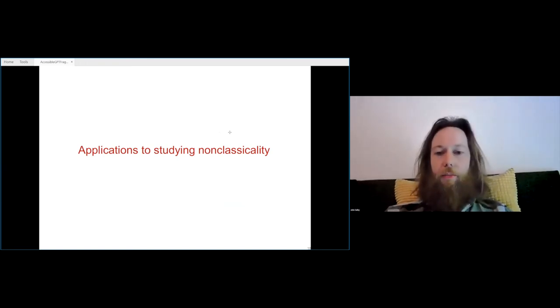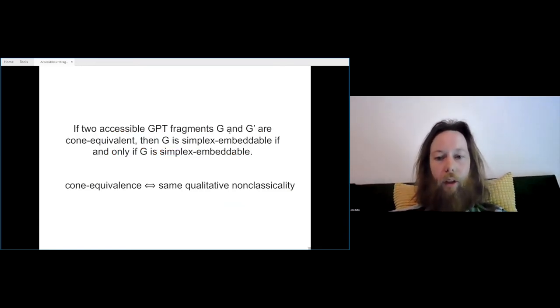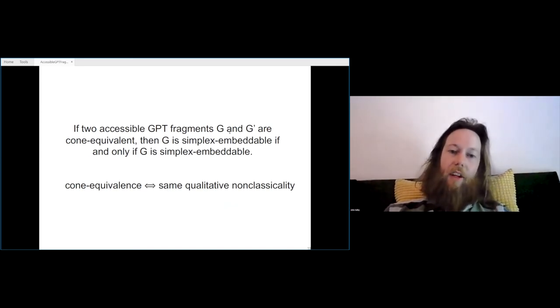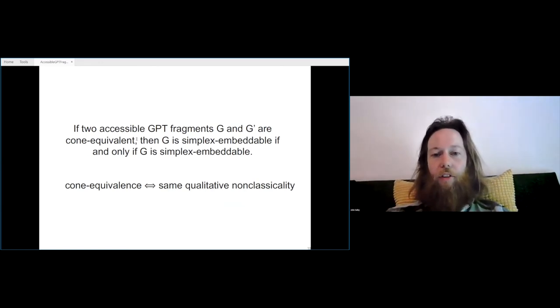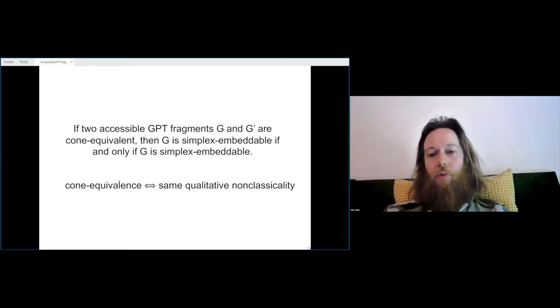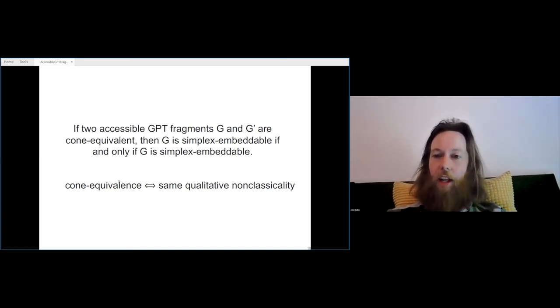Okay, so what does all of this mean for studying non-classicality, for studying this notion of simplex embeddability? Well, we prove this theorem, which underpins really all of our results, which says that if you have two accessible GPT fragments, G and G prime, and these are cone equivalent, then either they are both simplex embeddable or neither of them are. This should be a G prime here. So if two accessible GPT fragments are in the same cone equivalence class, then we have the same qualitative assessment of non-classicality for them.